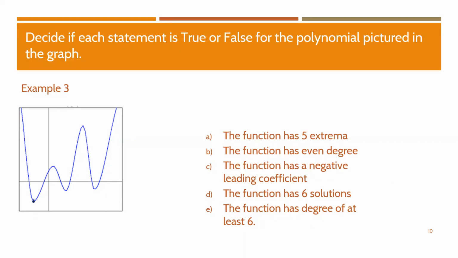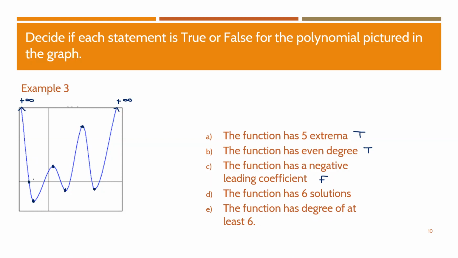So part A, the function has 5 extrema, so I'm going to count 1, 2, 3, 4, 5. I count 5. That looks to be true. Letter B, the function has an even degree. I look at the two ends. This goes to positive infinity. This also goes to positive infinity. So since they match, that is a true statement. Letter C, the function has a negative leading coefficient. I look at the right side of the graph. It is going to positive infinity, so that means it has a positive coefficient. So this is false.